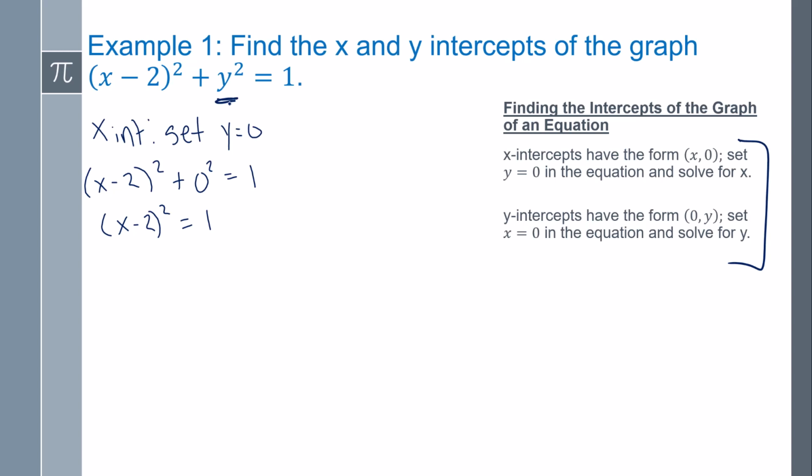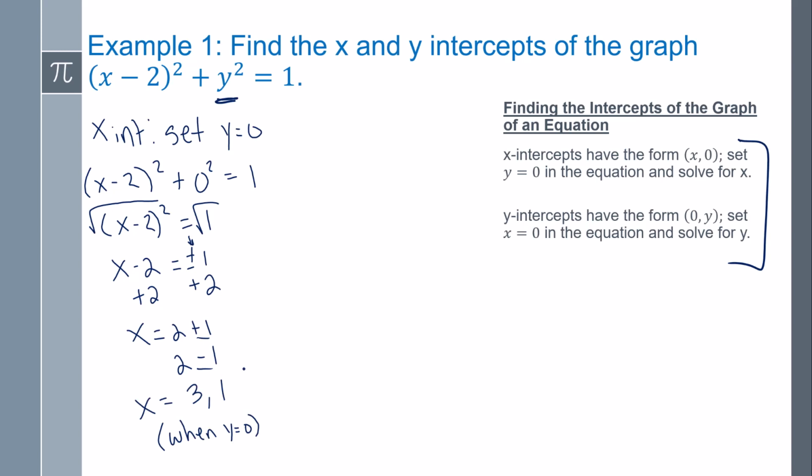So now to get rid of that square, we take the square root of both sides. And now I'm going to get x - 2 = plus or minus 1. So that means I need to add 2 to both sides. Because it's plus or minus 1, that means it's two separate ones, one with a positive 1 and one with a negative 1. So I get 2 + 1, which is 3, and 2 - 1, which is 1, when your y equals 0. So writing it as our answer, we need to say (3, 0) and (1, 0). When we express your x and y intercepts, we express the answers as a point.